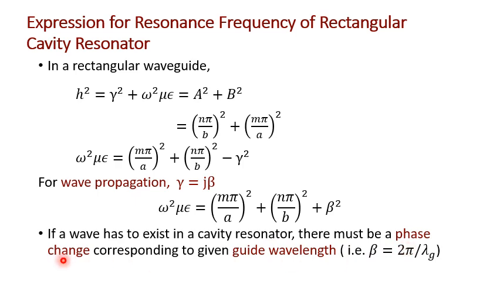If a wave has to exist in a cavity resonator, there must be a phase change corresponding to a given guide wavelength or lambda g, where guide wavelength is the distance traveled by the wave in order to undergo a phase shift of 2 pi radian. That is, beta must be equal to 2 pi divided by lambda g.